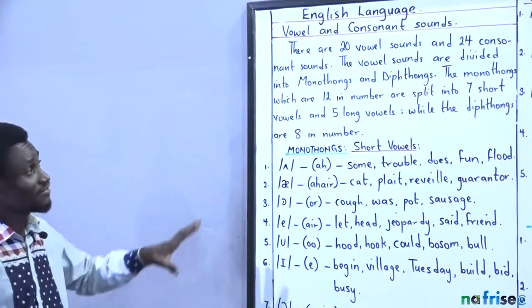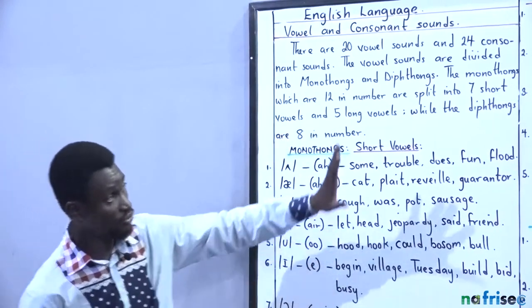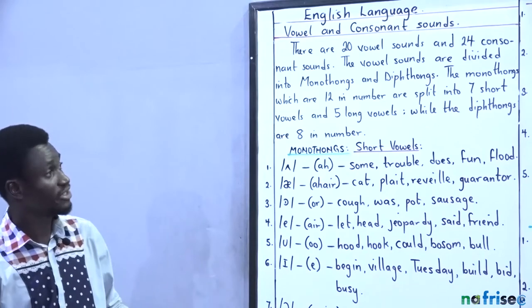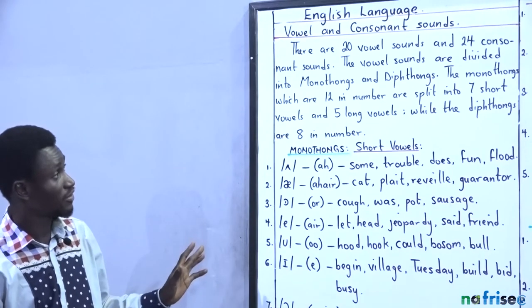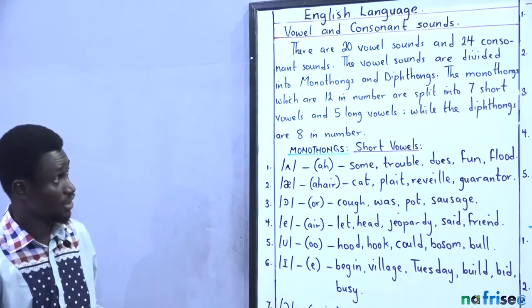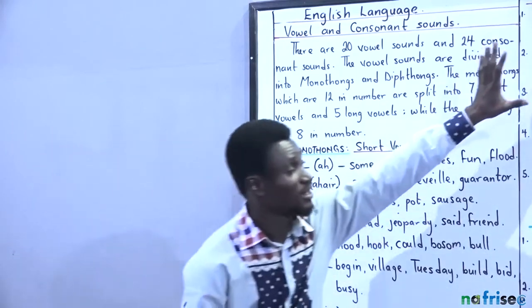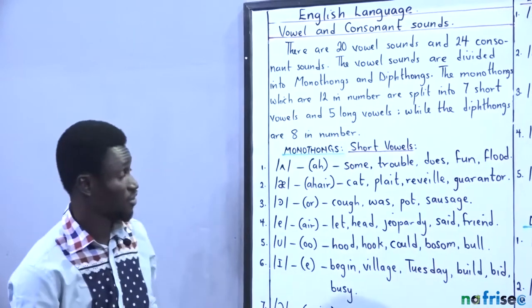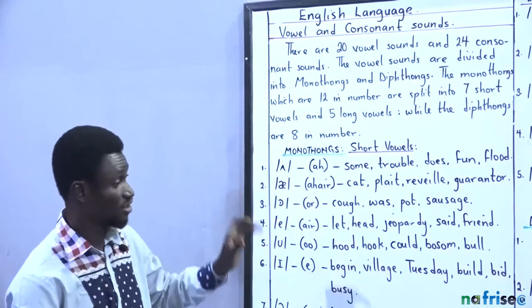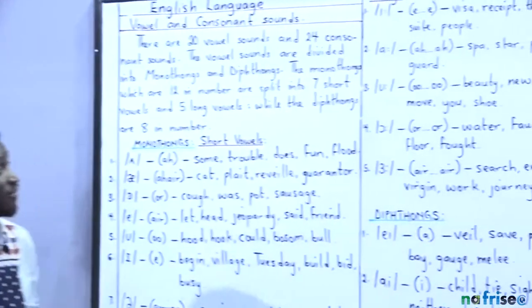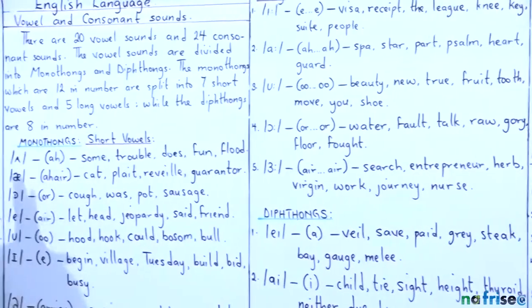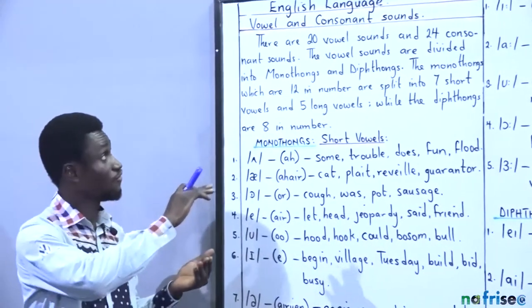Now, the vowel sounds are divided into monotones and diphthongs. The monotones are 12 in number: we have 7 short vowel sounds and 5 long vowel sounds. Then we have the diphthongs, which are just 8 in number. So that's everything concerning the vowel sounds.